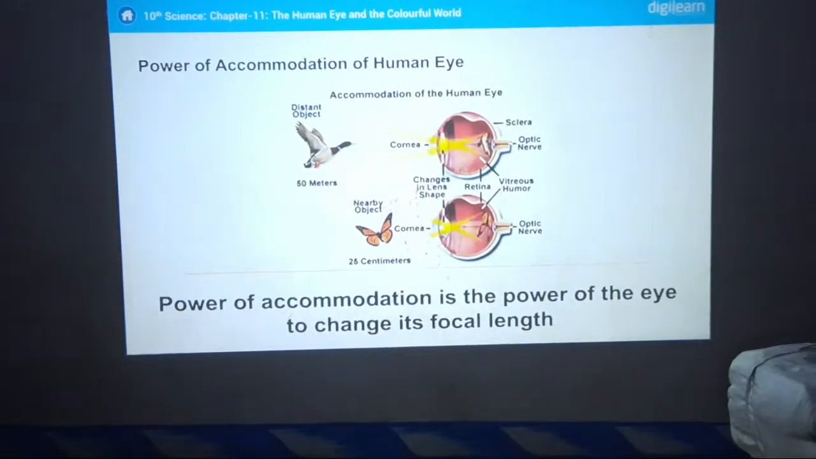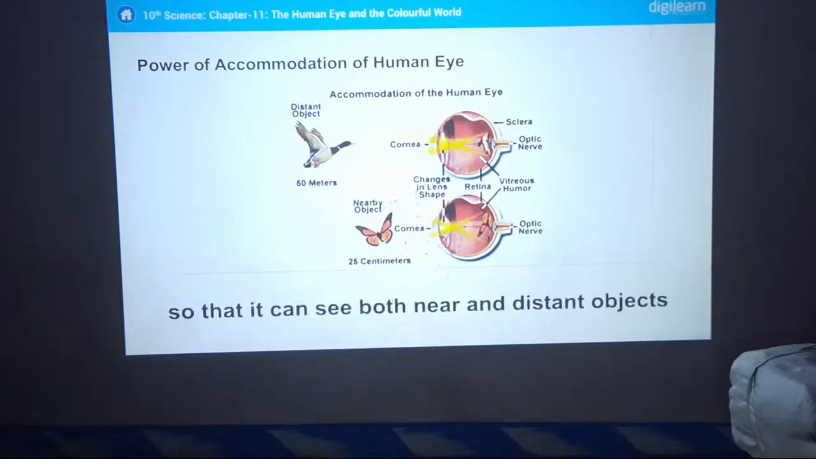Power of accommodation is the power of the eye to change its focal length so that it can see both near and distant objects. If an object comes too close to the eye, we may not be able to see it clearly. Object has to be at a distance of 25 centimeters to infinity. This varies with age. For a normal person, anything less than 25 centimeters, object will be seen as blurred.